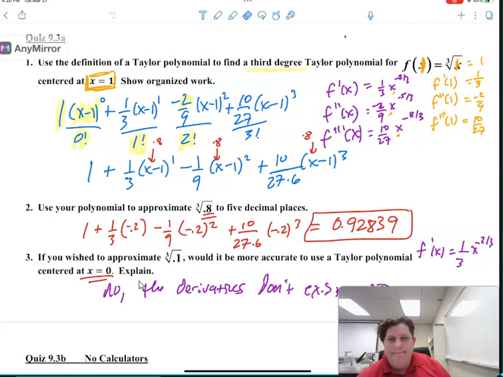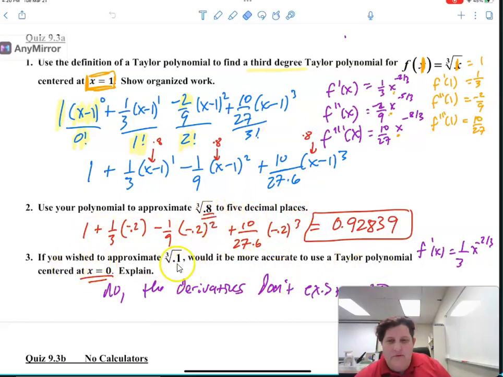All right. We already did 9.3 quiz A. Third degree polynomial. You guys remember we start with f of x, and we do f prime, f double prime, f triple prime. We plug in x is 1 to each of those, and that gives me my coefficients. And then we go (x minus 1) to the 0, (x minus 1) to the 1, to the 2, to the 3, and over the factorials. Okay, and then we used that to approximate 0.8.